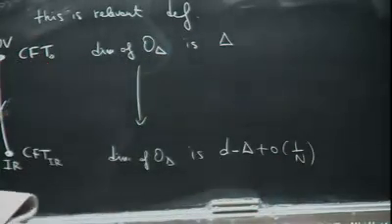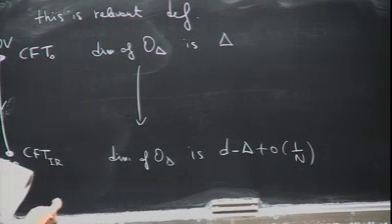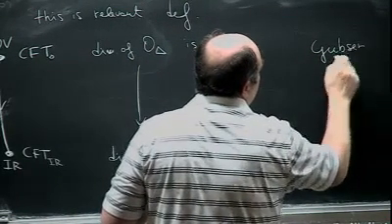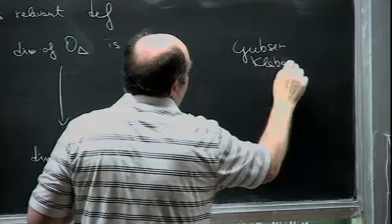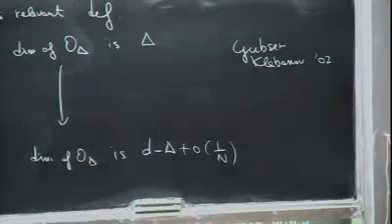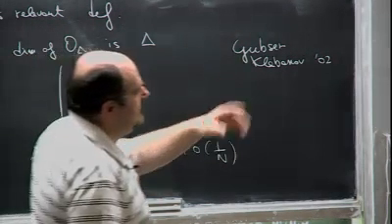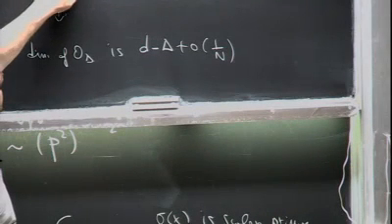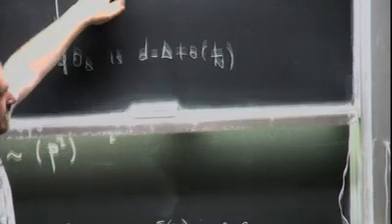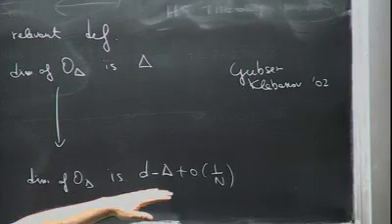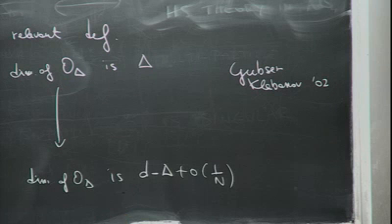This can be proved by very similar techniques to those I used here, and you can check the paper by Gubser and Klebanov, for example, where this is explained in detail. What I just described is a special example of this, where the dimension of the perturbing operator is d minus 2, and in the IR I get 2 plus 1 over N corrections.